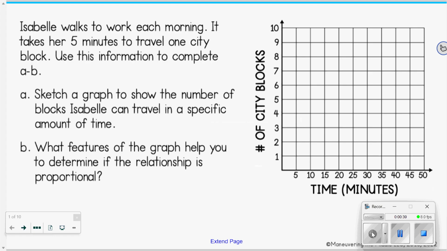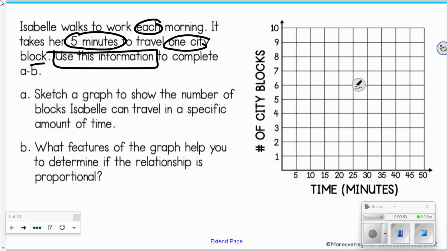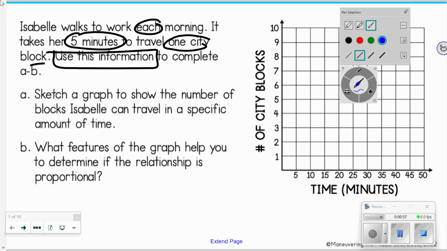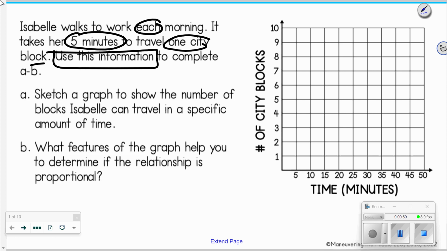On this one, your first step is making sure you're marking your text. So Isabel walks to work each morning. It takes her 5 minutes to travel 1 city block. Use this information to complete. There's our task. So we've got everything set up that we need. So now we're going to look at the 2 problems and see what they're asking us to do.